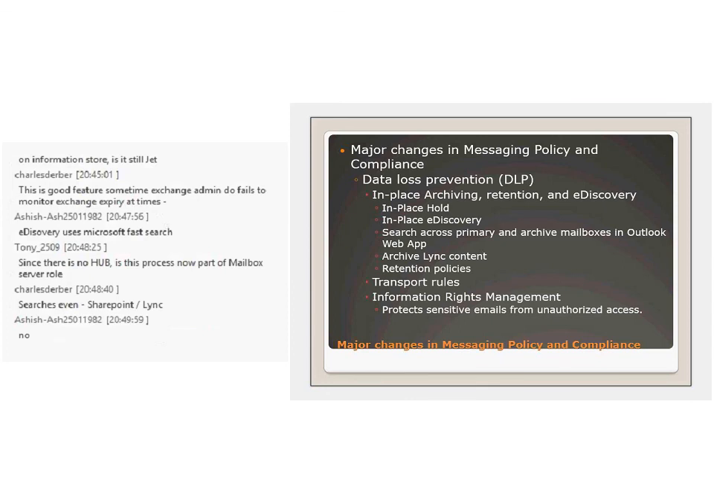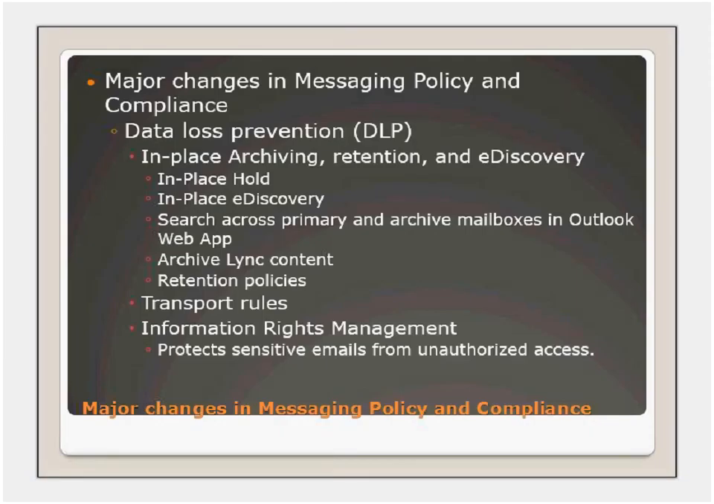In-place hold means you can keep a mailbox on hold, like when you don't want to delete the data from it. With in-place e-discovery, you can search multiple mailboxes and move results across to the e-discovery mailbox. And this is good: you can now search your primary and archive mailbox in one place. You don't have to do two different searches. Earlier versions needed that, and many still used a third-party archiving solution because it searches from one place, but this now does it.